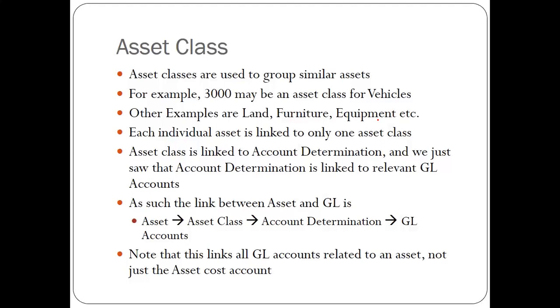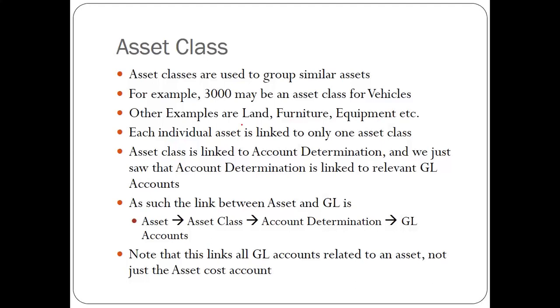So coming back to the asset class, other examples of asset class may be land, furniture, equipment, and these are configured at the requirement of the user. So if a company requires more asset classes, for example some companies may require vehicles to be classified in two different asset classes, one asset class for vehicles in use of staff, and one asset class for vehicles in use of transportation, for example.